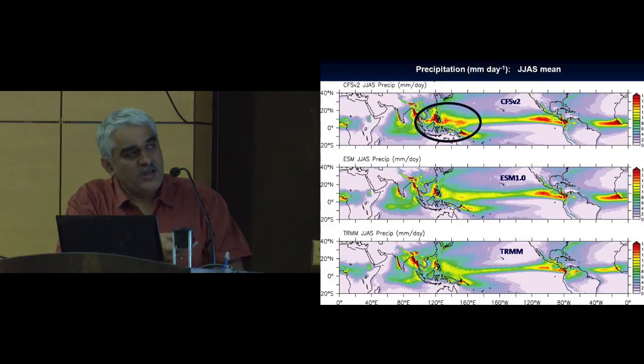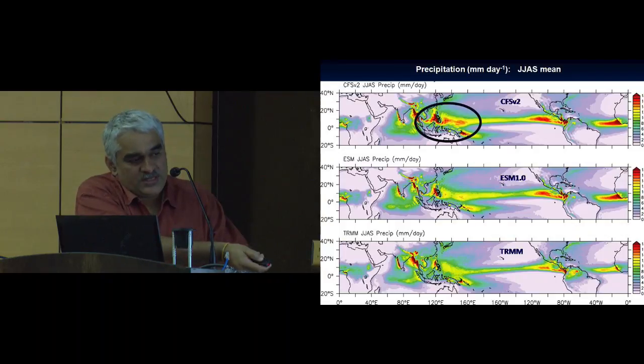And when you look at the precipitation in the CFS2, and this is the ESM first version of the model, some of the excessive precipitation over the Western Pacific was somewhat reduced, but the dry bias over India, we did not make a big improvement. Still the dry bias continued over the central and northern parts of India.